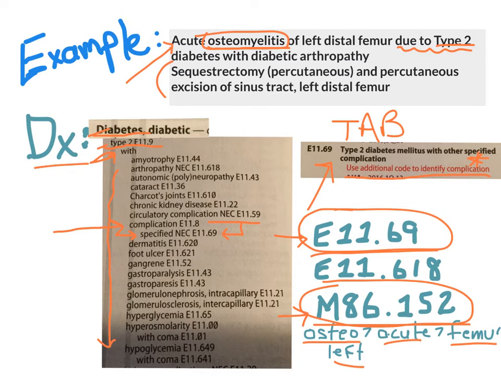We also have diabetic arthropathy in our diagnosis statement. This actually is listed as a subterm. So diabetes type 2 with arthropathy, E11.618, and that's where we find this code. So these are the three diagnosis codes for this example.